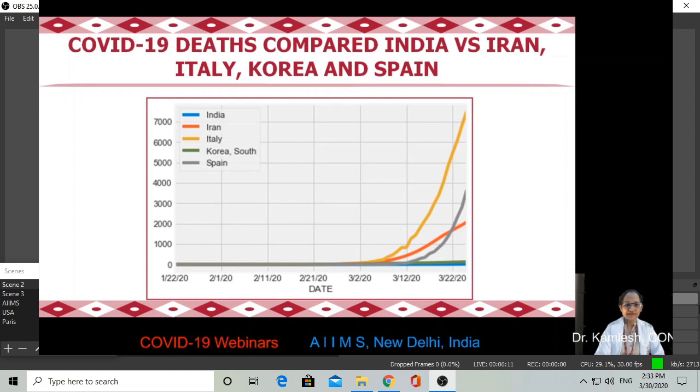The COVID-19 deaths compared: India versus Iran, Italy, Korea and Spain. If we look at this graph, in India and also in South Korea, the status is not so bad. The conditions are not so bad as compared to other countries like Italy, which is peaking, followed by Spain and then Iran.